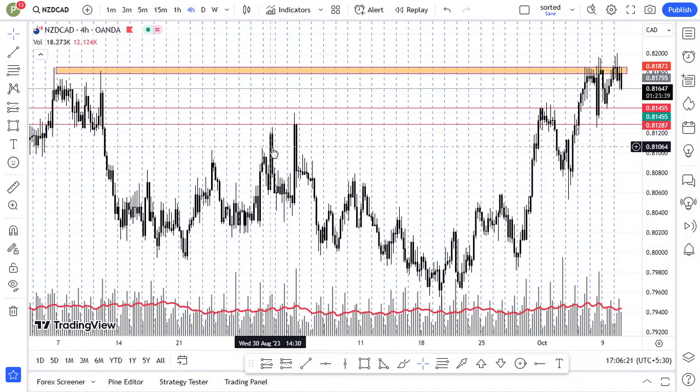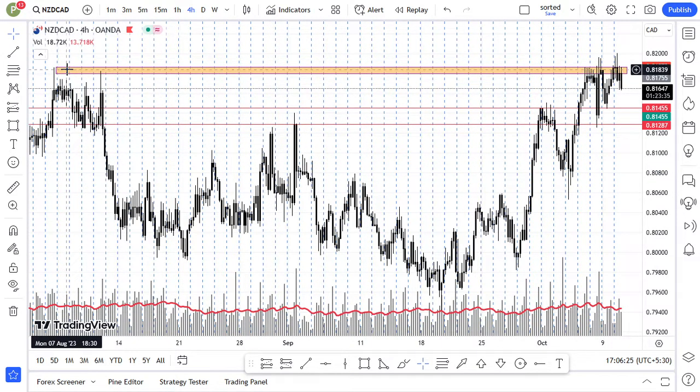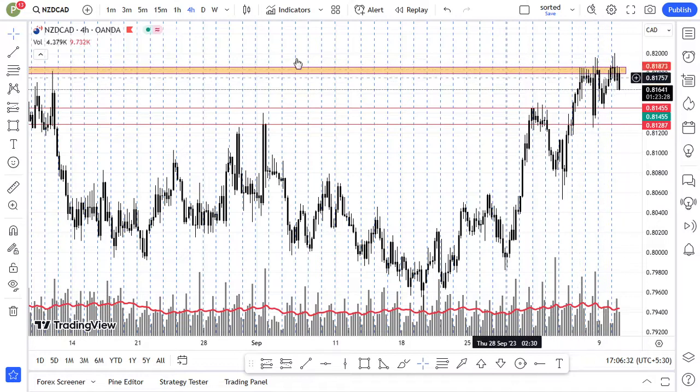So today I am looking to sell New Zealand CAD. As you can see, this is a very old resistance level coming from the month of August, and right now price is revolving around this region.